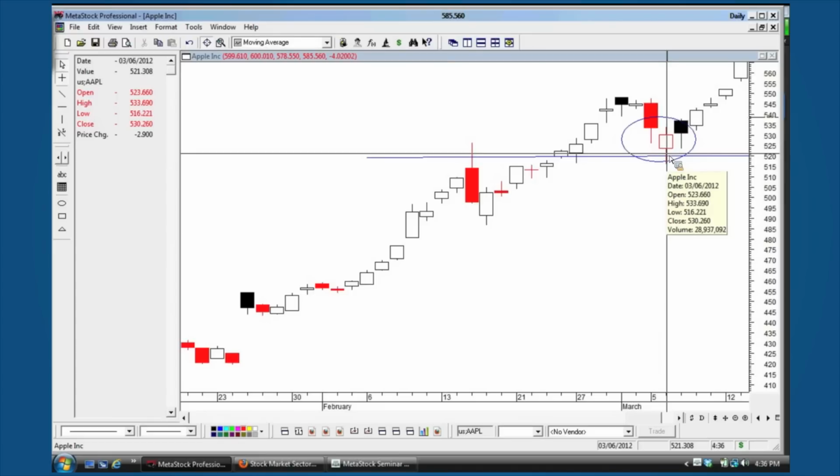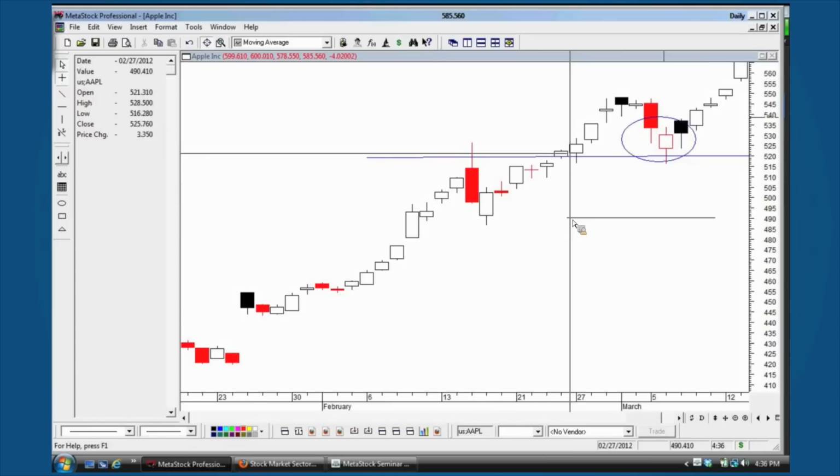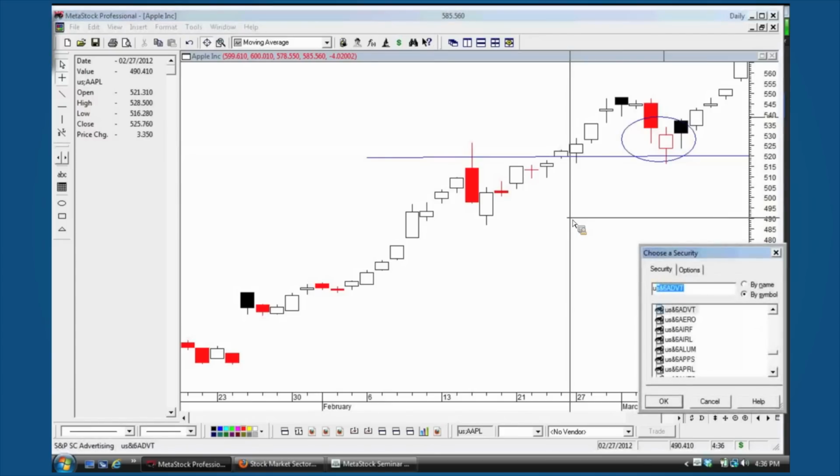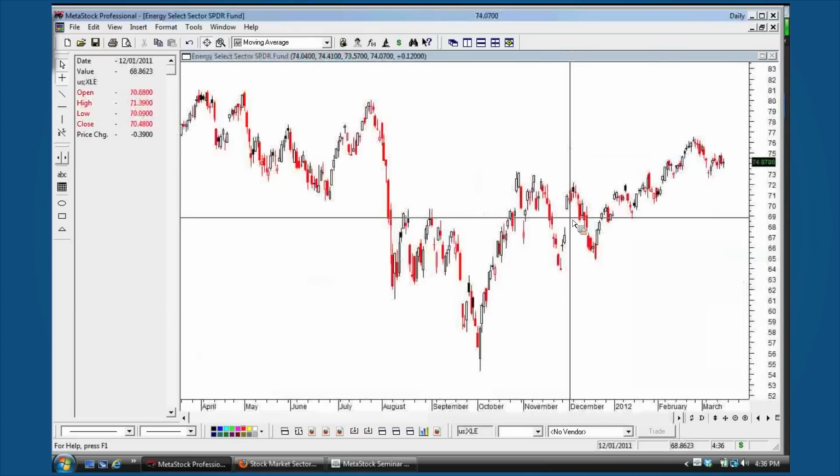Then you drop down a level and you're taking a look at the internals. You're looking at things like the XLK. We can look at other ones. Let's see here, we'll pull up the XLE for energy and see what that's doing. We can take a look at maybe and we'll say, man, yeah, it's looking pretty strong.